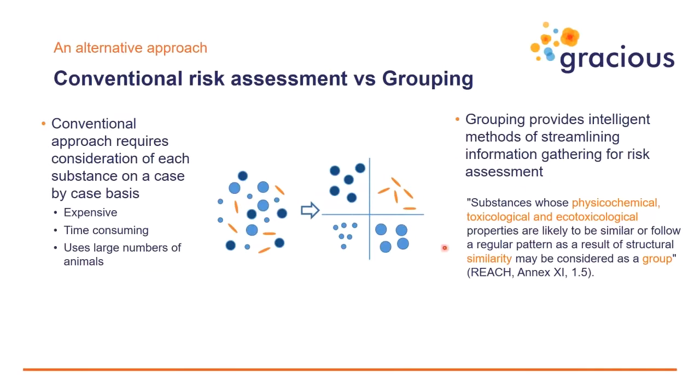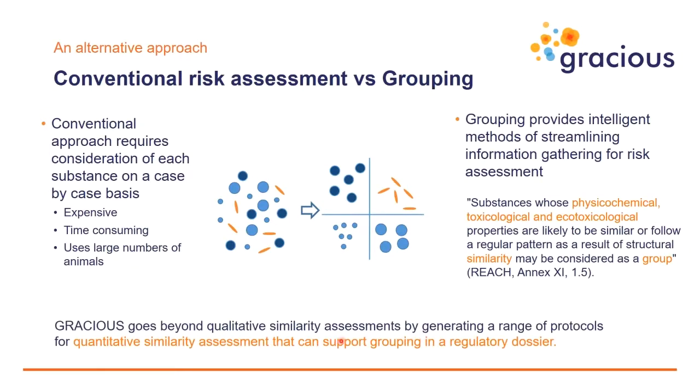Now, this is possible according to the European regulation. So the European regulation that regulates chemicals, substances and nanomaterials is REACH. And within REACH, it says that you can group together similar substances based on their physicochemical, toxicology and ecotoxicology properties. So you need to be able to assess similarities. So it's fairly easy to do a qualitative similarity assessment based on expert judgment. But within the Gracious framework, we've also generated some methods for a quantitative similarity assessment, which Nina will describe to you later in this session.